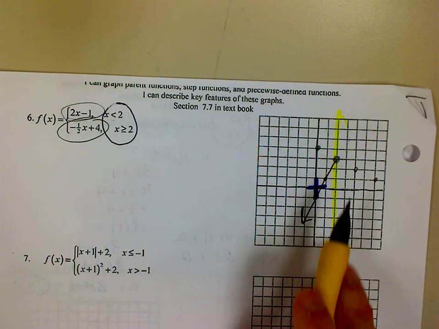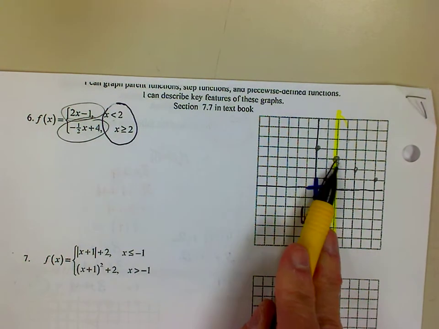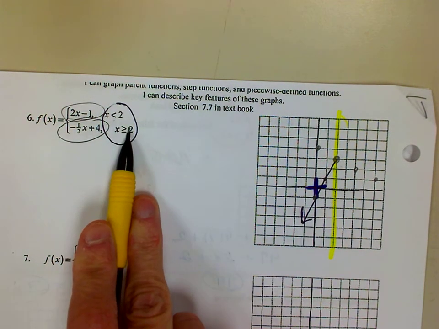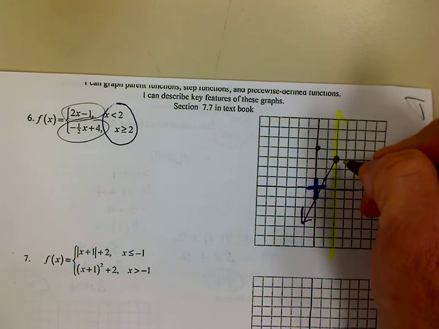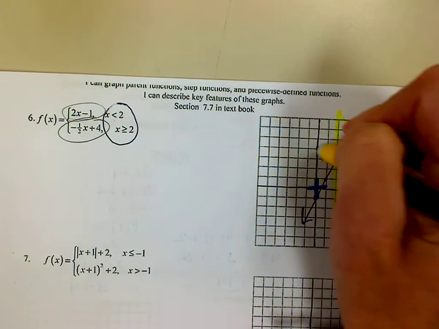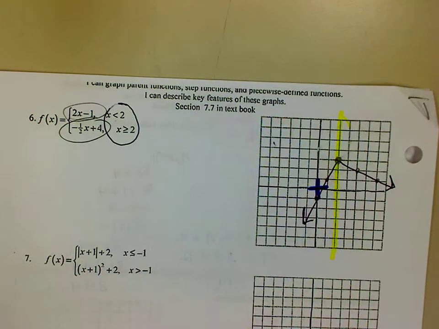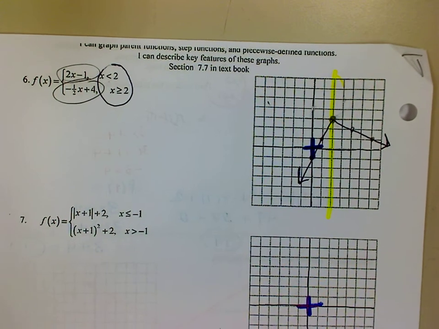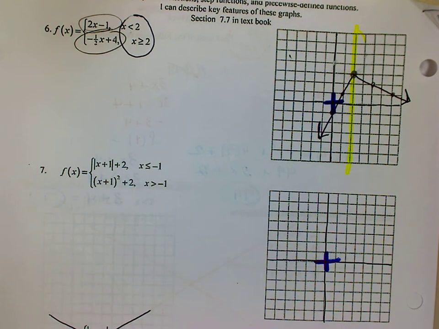Okay, so I definitely want the point that's on this line, and I also want the ones to the right of it, because this looks like an arrow pointing to the right. So I want the point on it, and then everything to the right of it. And then I can erase this extra point. Okay. Moving on to number 7, and we can cross off 8 actually.